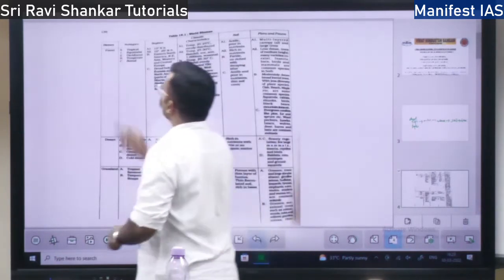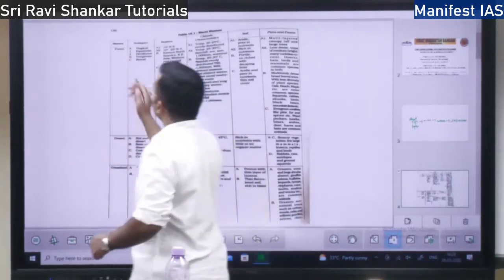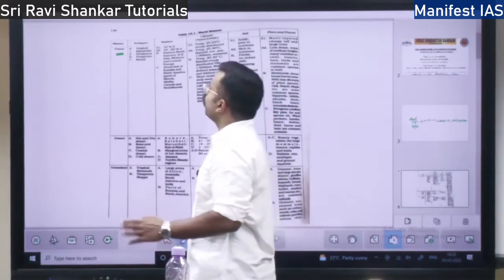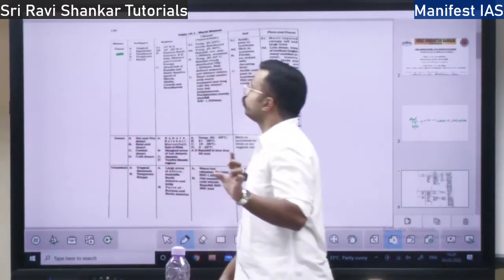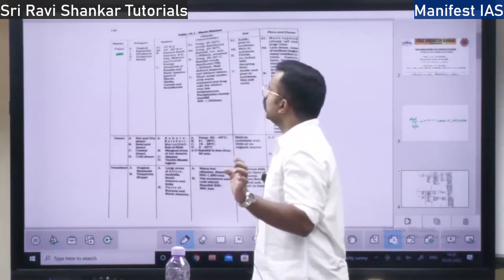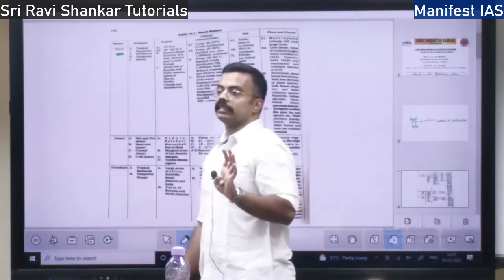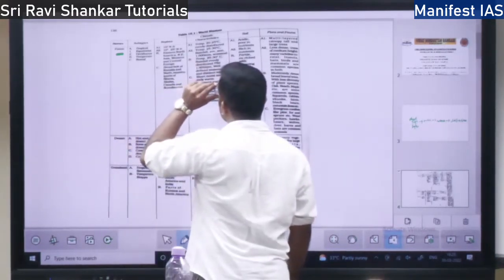So first you have the forest biome. So I'll explain here itself. First you have the forest biome. In forest biome, you have five subtypes. That is tropical forest, equatorial forest, deciduous forest, temperate forest, and boreal forest. Boreal forest in the hilly regions, right? So these are the five types of forest.